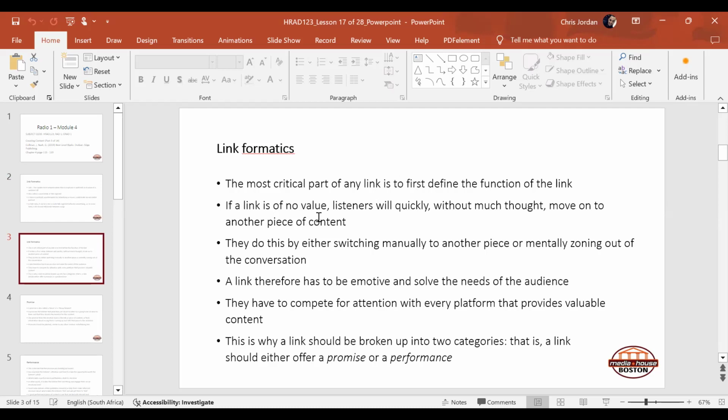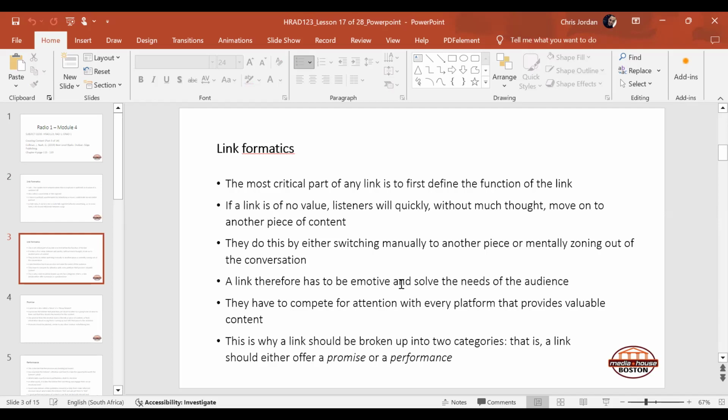So if a link is of no value, listeners will quickly, without much thought, move on to another piece of content. In other words, another radio station, or social media, anything else where they can indulge in something that is interesting, relevant, informative, educational or entertaining, right? They do this by either switching manually to another piece or mentally zoning out of the conversation. Either is really not a good alternative, and they are not good indicators of you being a good radio presenter.